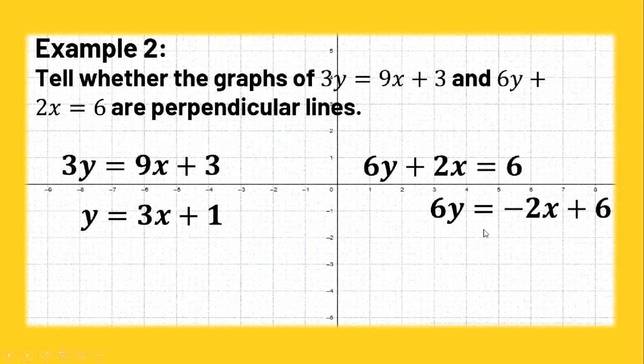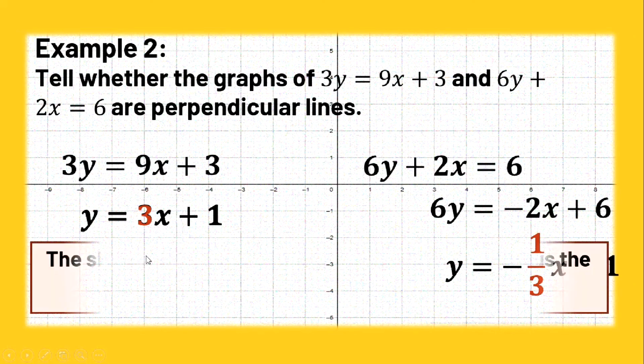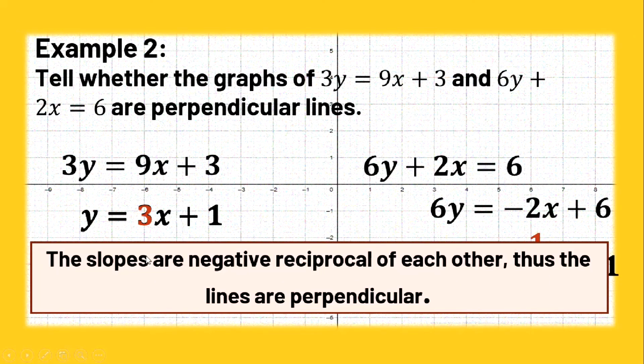Then, divide both sides by positive 6. 6y divided by 6 is y, and negative 2x divided by 6 is negative 1/3 x, and 6 divided by 6 is positive 1. So, we have the slopes here, 3 and negative 1/3. So, ibig sabihin, negative reciprocal sila ng isa't isa. Thus, the lines are perpendicular lines.